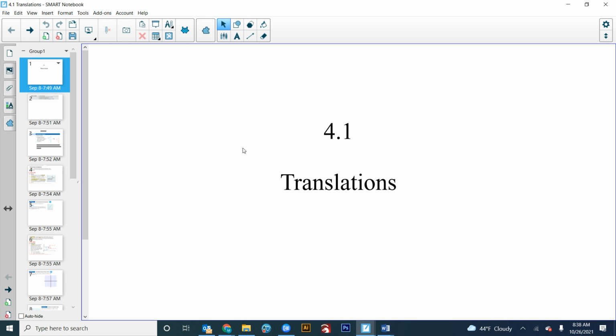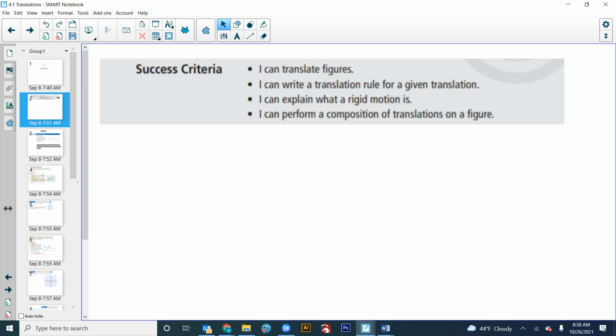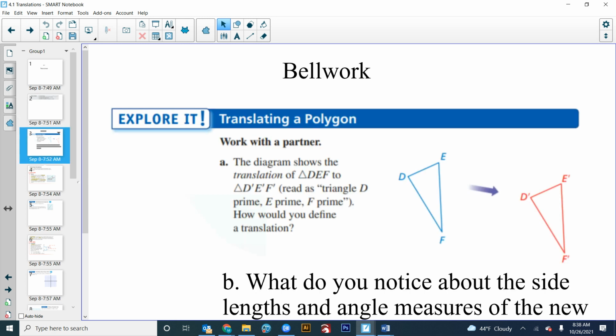If I want to do a translation, I can't do this at all, because that would be like rotating it. I can't do this or that'd be a reflection. A translation is literally just sliding it. I think of those screensavers on a TV or a computer, where you hope it goes in the corner. You know what I'm talking about? That's a translation. It's just sliding around, slide to the left, slide to the right. It could do two opposites too. So we'll talk about translating figures, some rules for them, and what a rigid motion is.